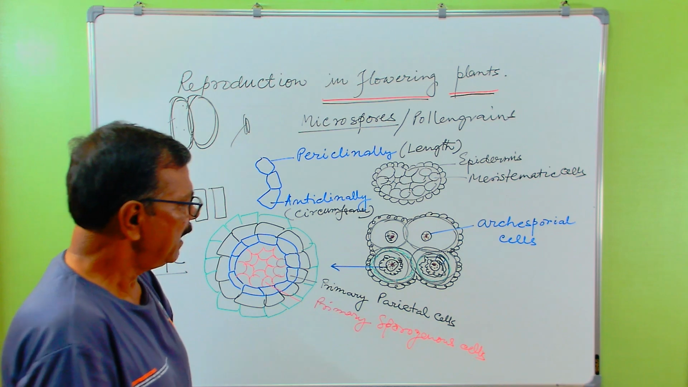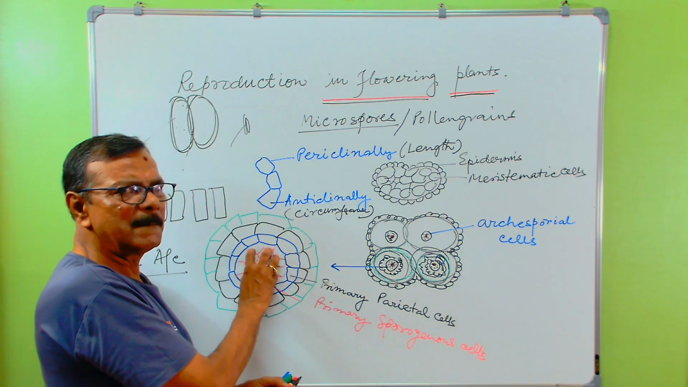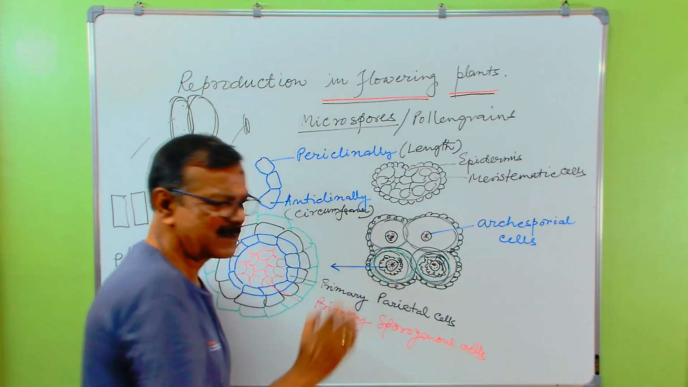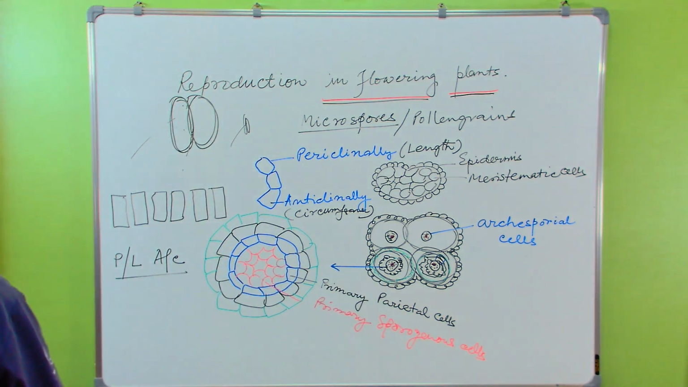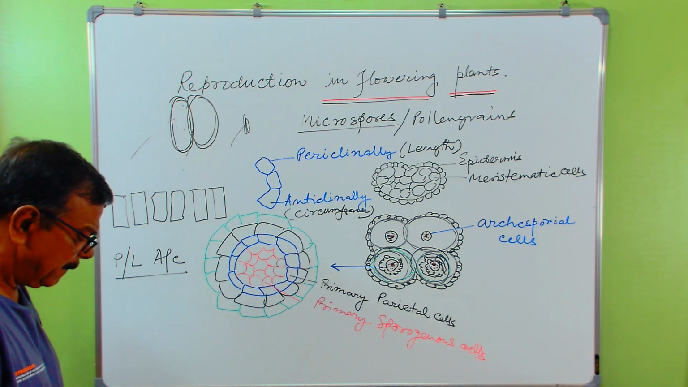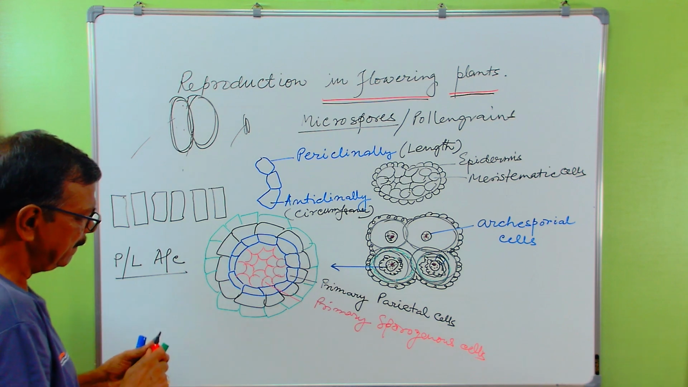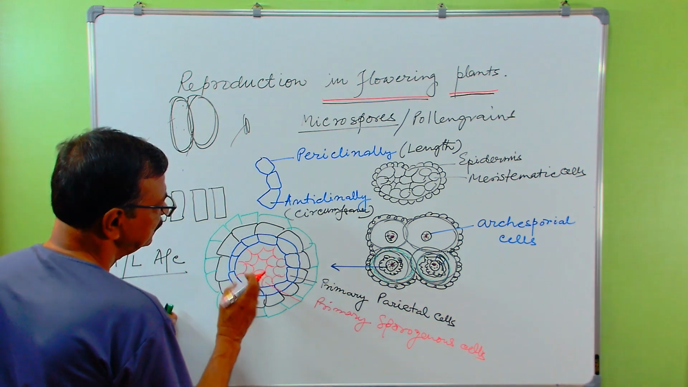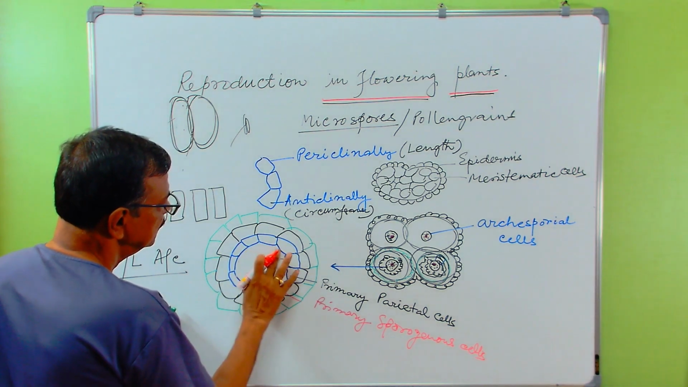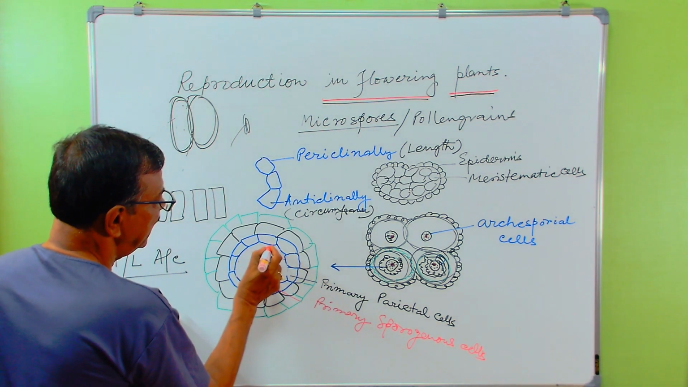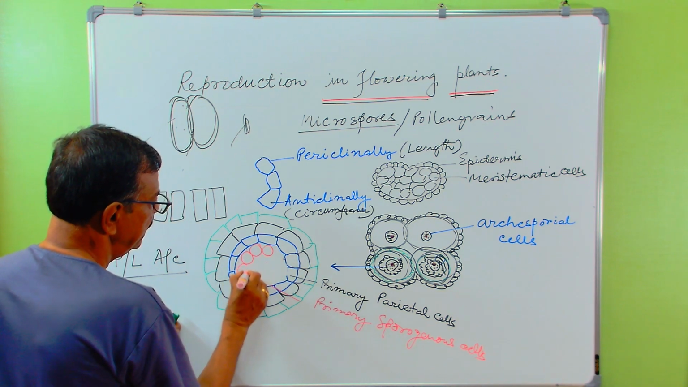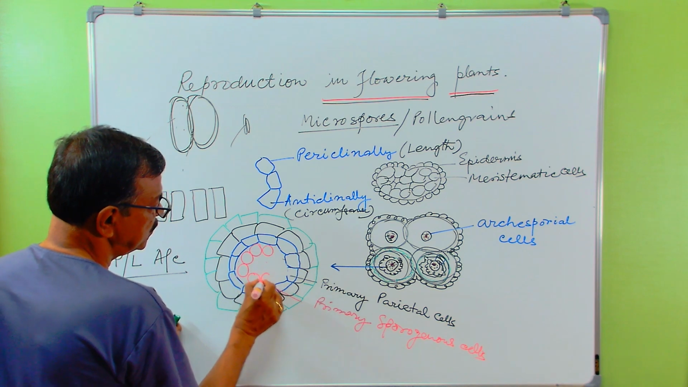Clear? Now we will go to the primary sporogenous cells. These primary sporogenous layer cells act as microspore.